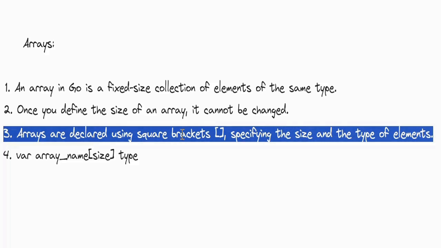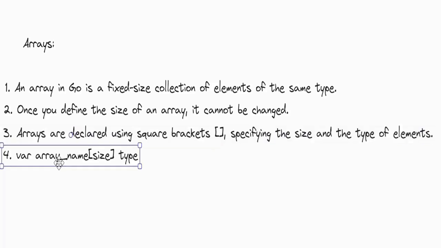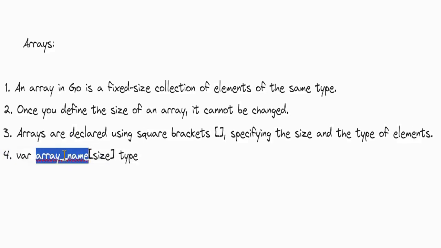Arrays are declared using square brackets where you can specify the size, and at the time of declaration you can specify the type of the elements. So this is the declaration of an array: the array name, that is the name of the variable, here you can provide the size, and here you can give the type of the values that you want to store in this particular variable. It can be integer, string, float, anything.